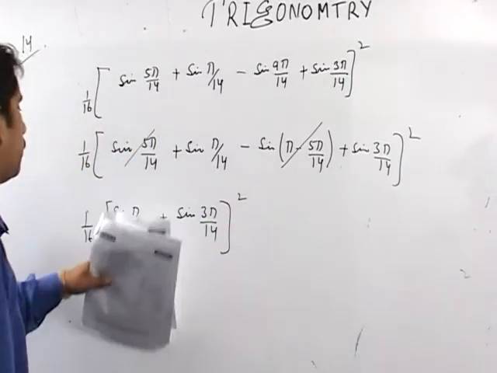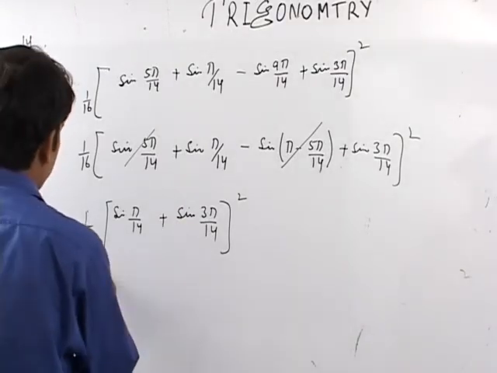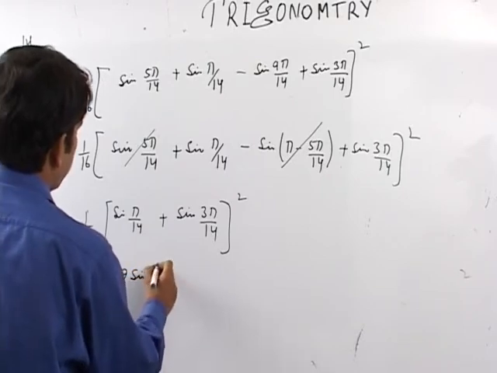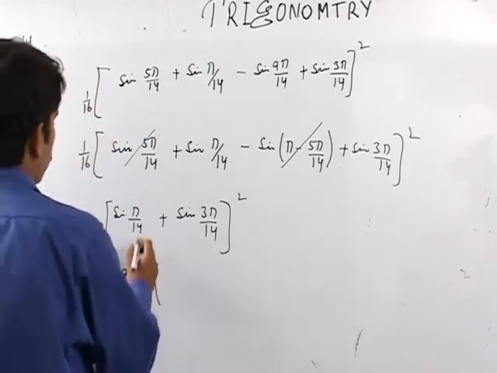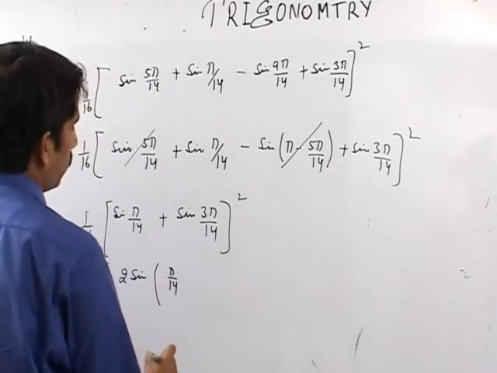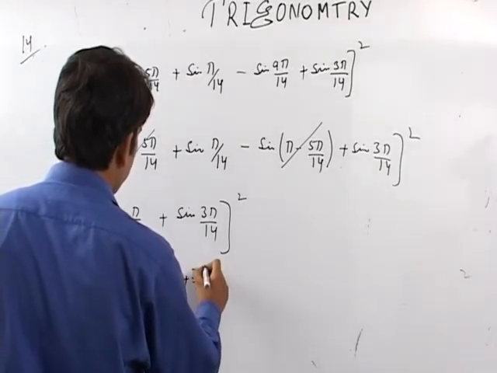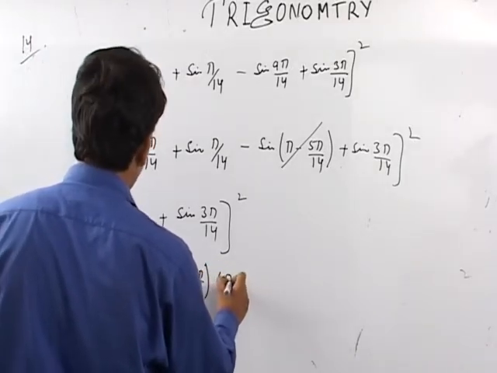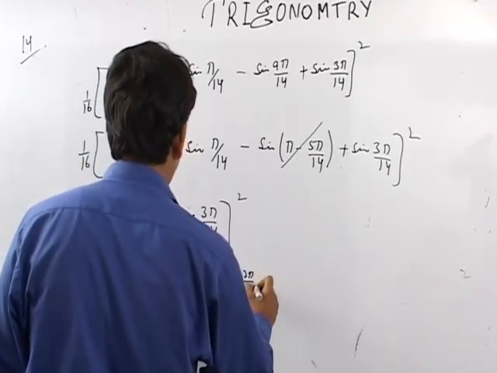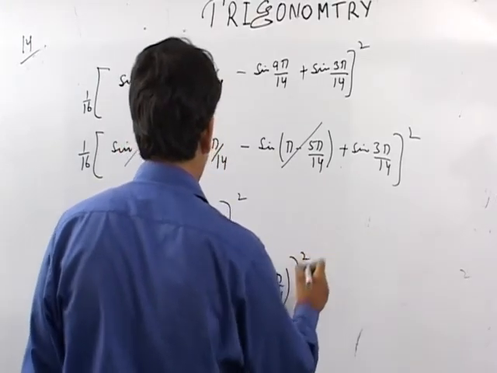Now this is sin C plus sin D. Now when you calculate this, you will get 2 sin of C plus D by 2, that means pi by 14 plus 3 pi by 14, into cos of 3 pi by 14 minus pi by 14, whole square.